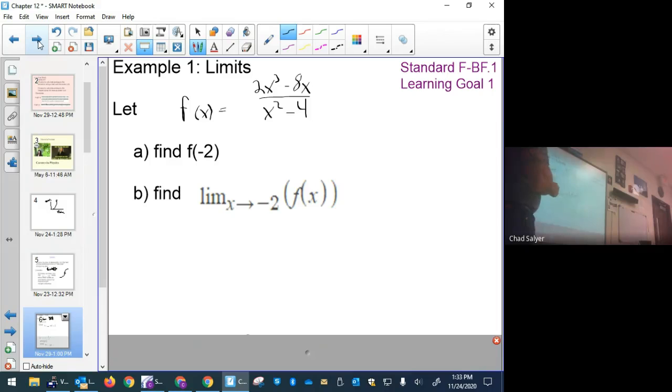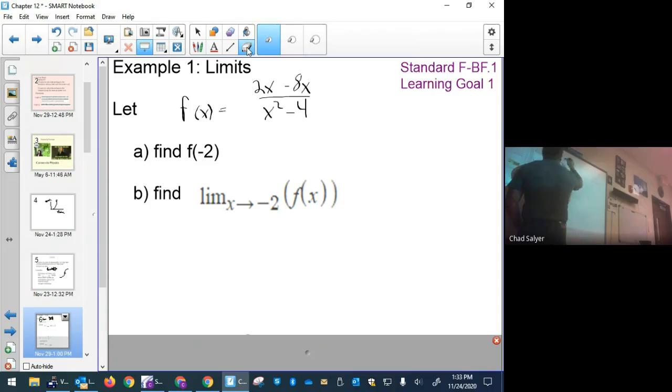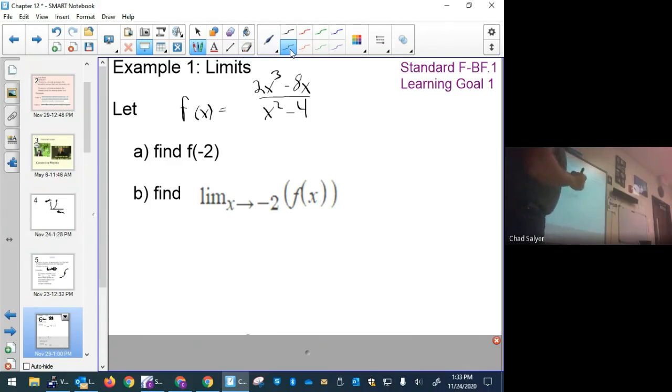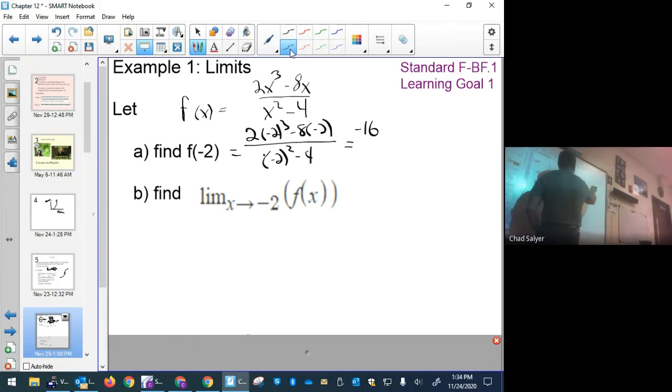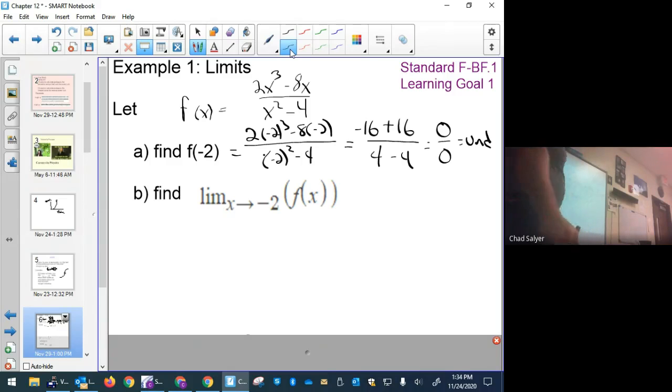So let's find a couple limits here. First of all, if we have this function 2x cubed, and my 3 looks a little wonky there, let me fix it. So 2x cubed minus 8x over x squared minus 4. And we want to find f of negative 2, so that's 2 times negative 2 cubed minus 8 times negative 2 over negative 2 squared minus 4. So that's going to be 2 times negative 8, or negative 16, plus 16. Negative times negative is positive, over 4 minus 4. So I get 0 over 0, which is an undefined result.